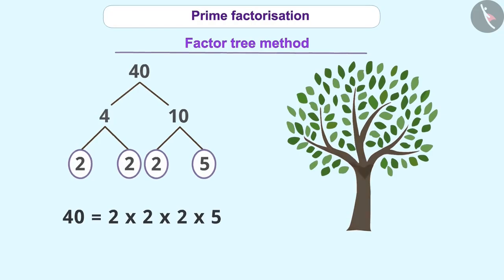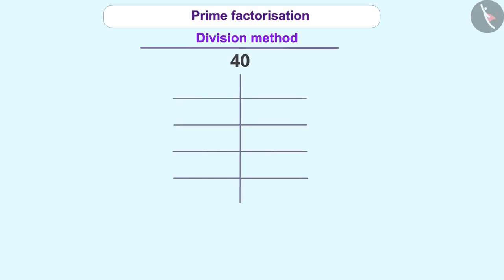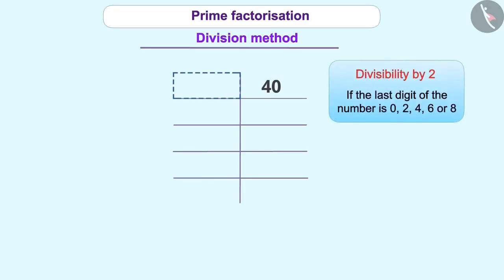Another way of doing the prime factorization is the division method. Let's understand it. Let's find out the prime factors of 40. First of all, draw all images as shown on the screen. The prime factorization of the number 40 has to be done, so we will write it in the second column of the top row. Now, we will choose the smallest prime number which completely divides 40. By applying the divisibility rule of 2, 40 can be completely divided by 2. So, we will write 2 in the first column of the first row.